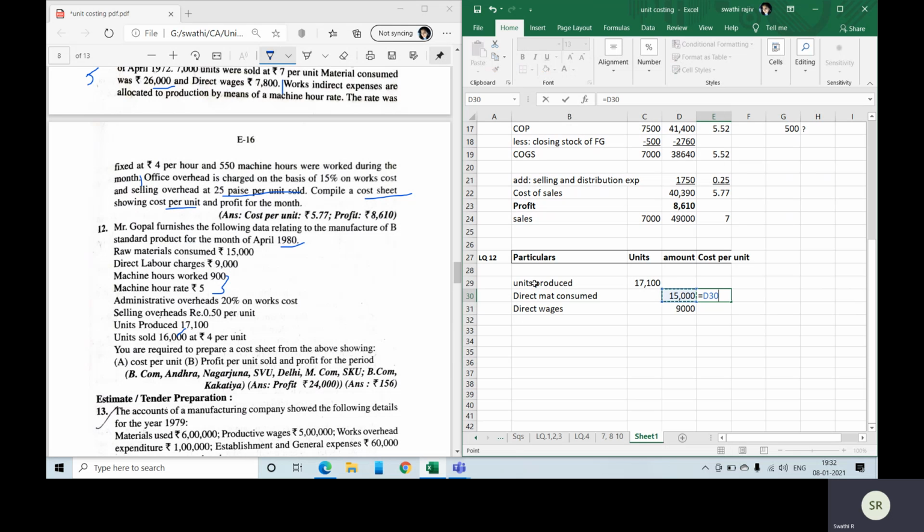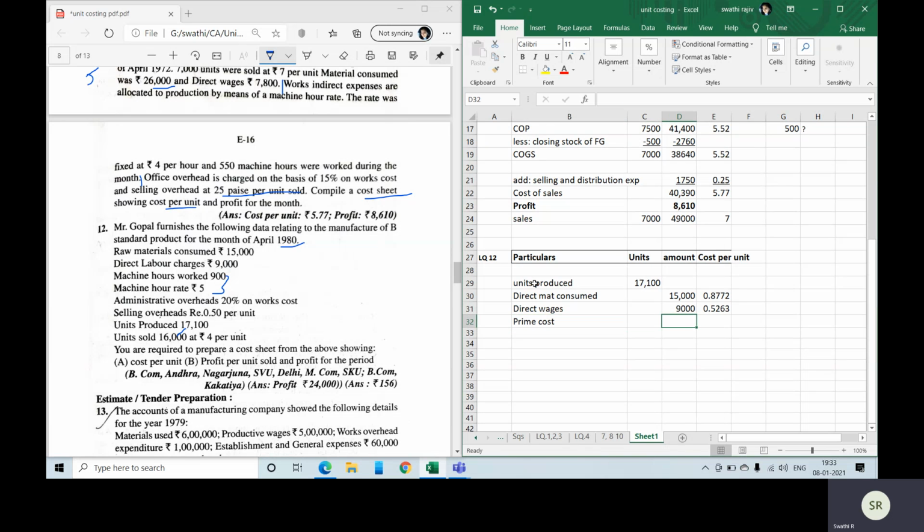So it is 15,000 divided by 17,100, and here it is 9,000 divided by 17,100, which finally we will get the cost here. For that I will add these two and I will get 24,000, and out here when I add these two I will get 1.403, so I'll just take it as 1.40.